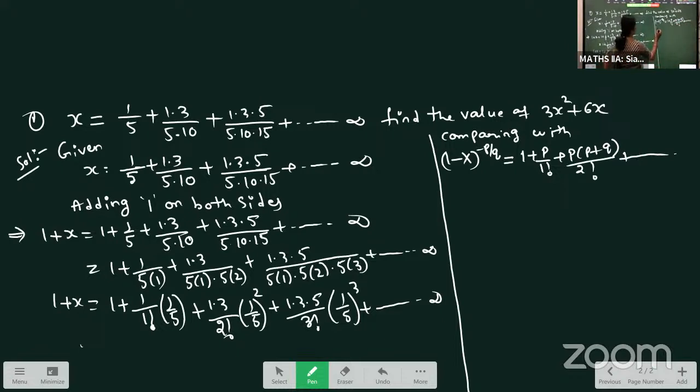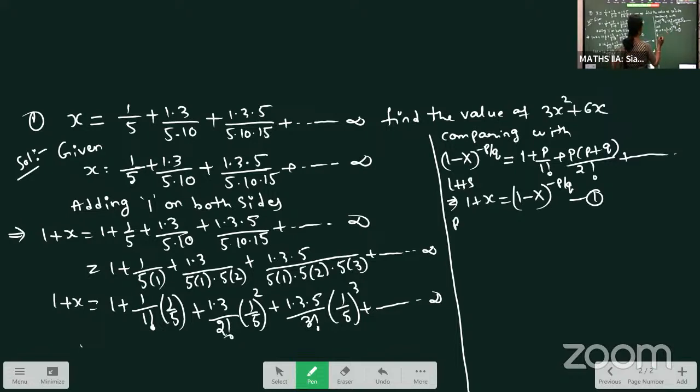First, compare the LHS. The LHS of the question is 1 plus x, and the LHS of the formula is (1 minus X) whole to the power minus p by q. Take it as equation 1. Both are x terms only. In the question it is small x, while in the formula we are using capital X.